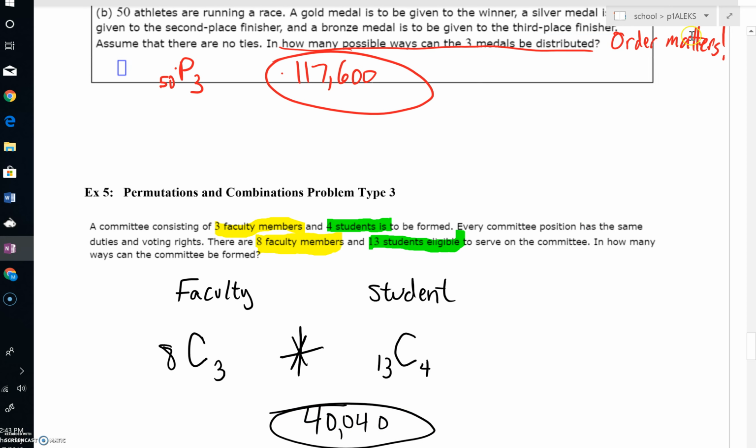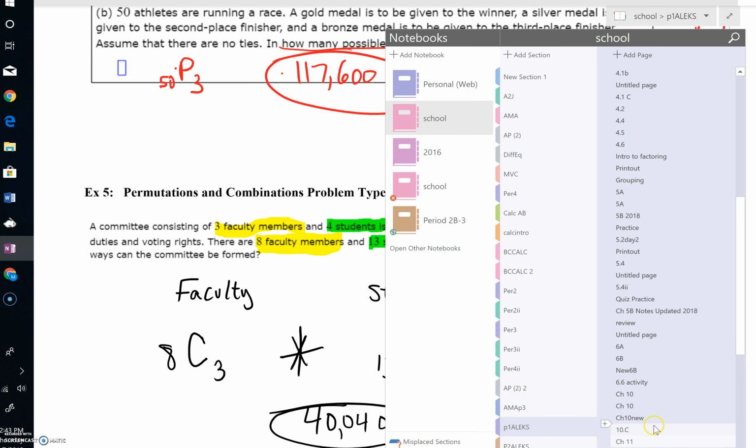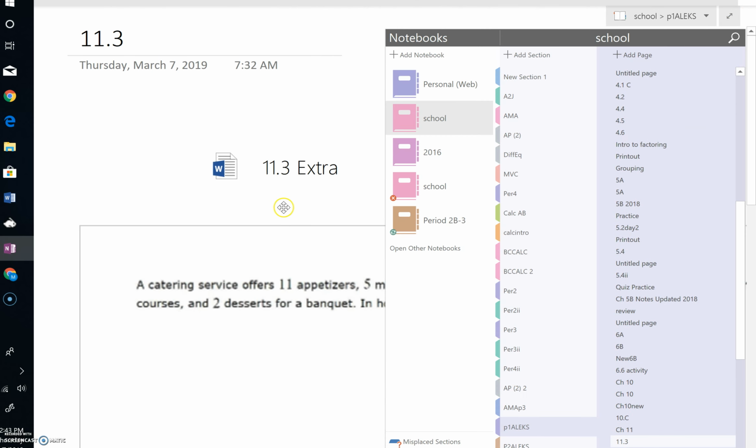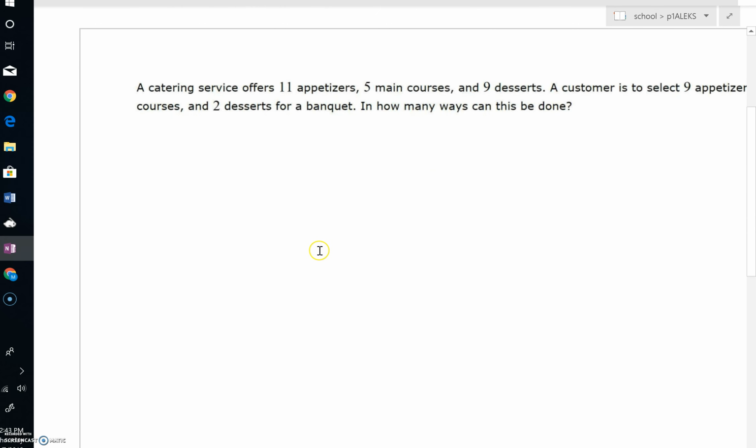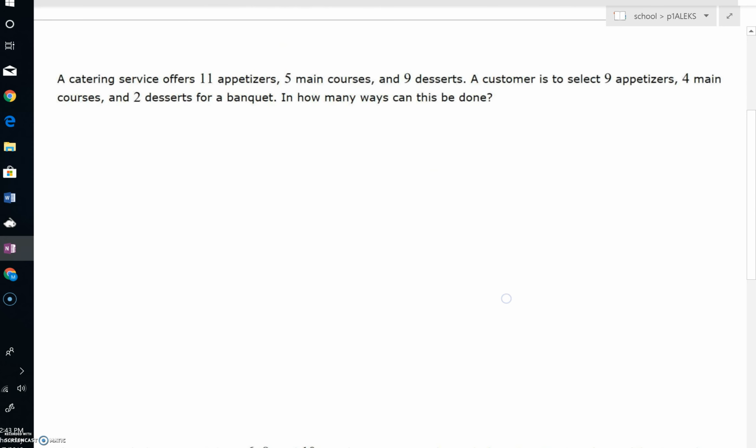Okay, so definitely wanted to also point out this is where our notes ended, but I was talking to some teachers and they were really wishing that we had a couple more examples because the last question that you're going to see gets to be a little trickier on the homework. So we've got a catering service for 11 appetizers. You have a choice, 5 main courses and 9 desserts. A customer is going to select 9 appetizers.